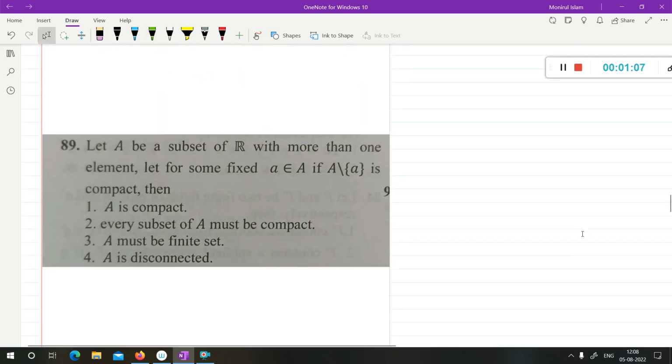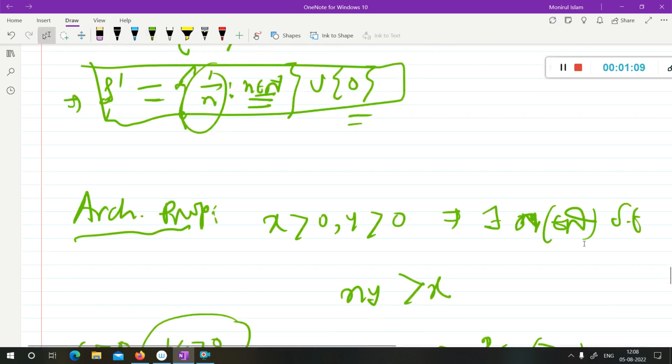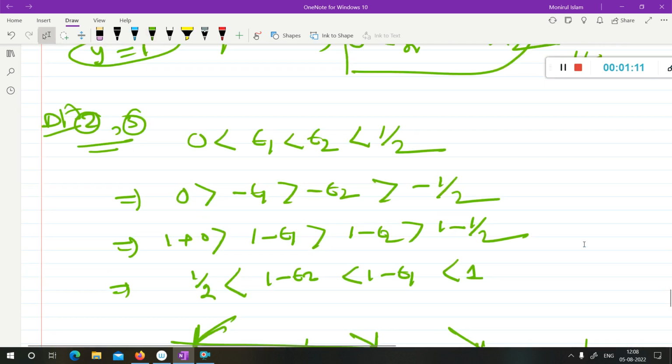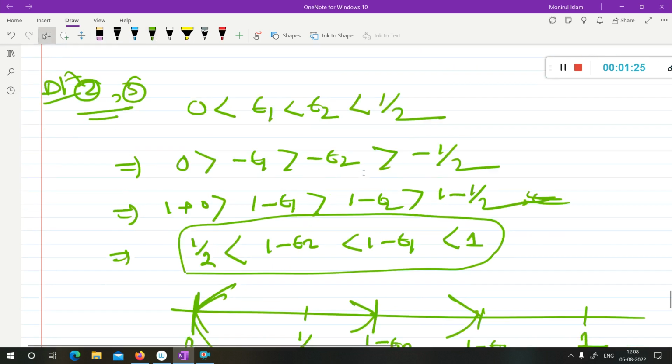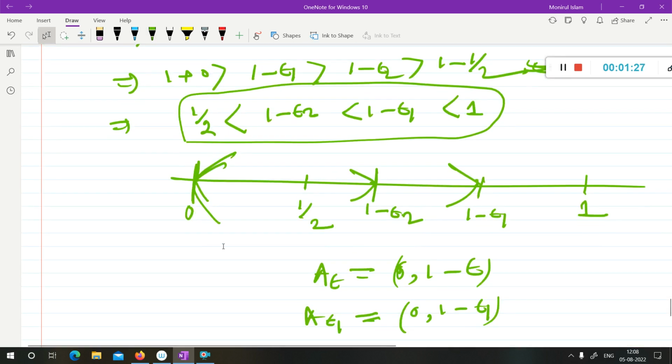Now going to options 2 and 3: 0 < epsilon 1 < epsilon 2 < half. If you multiply by minus 1 and then add 1 on both sides, you get half < 1 - epsilon 2 < 1 - epsilon 1 < 1. Draw this picture: 0 < half < 1 - epsilon 2 < 1 - epsilon 1 < 1.